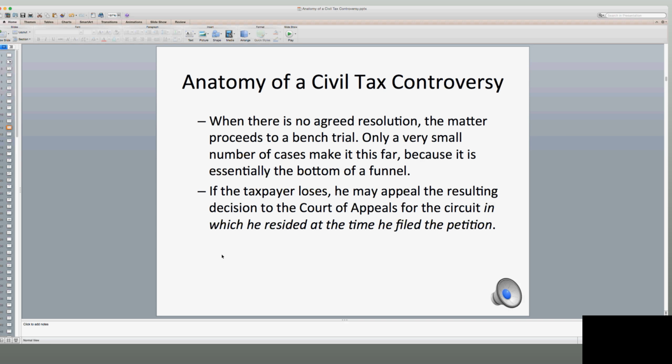But nonetheless, there are some parallels between our criminal justice system and the U.S. Tax Court in the sense of the number of cases that actually make it to this bottom of the funnel. If the taxpayer loses, he or she can appeal the resulting decision to the Court of Appeals for the circuit in which he resided at the time he filed the petition.